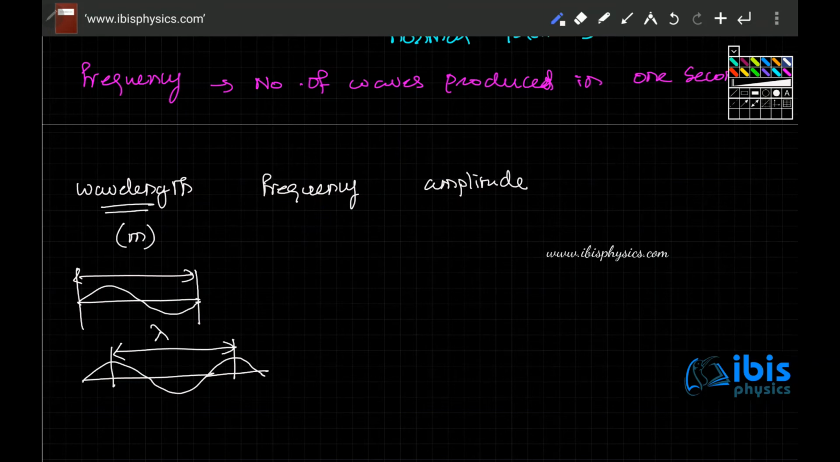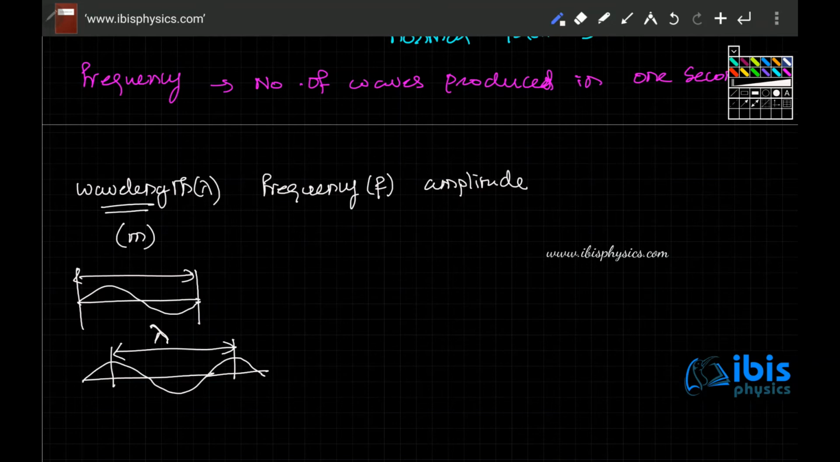Frequency is the number of waves produced in 1 second. I will give an example here. Based on the example, we will try to understand the unit of frequency. Wavelength is referred to by the letter lambda. Frequency is referred to by the letter nu. It's a Greek alphabet, it's not exactly V. If you have any trouble pronouncing it, let us keep frequency as F.